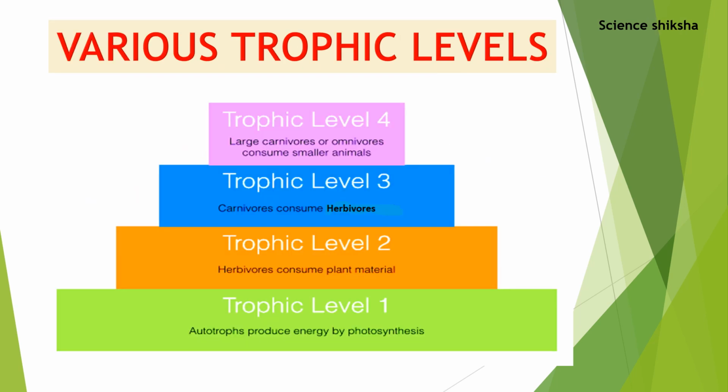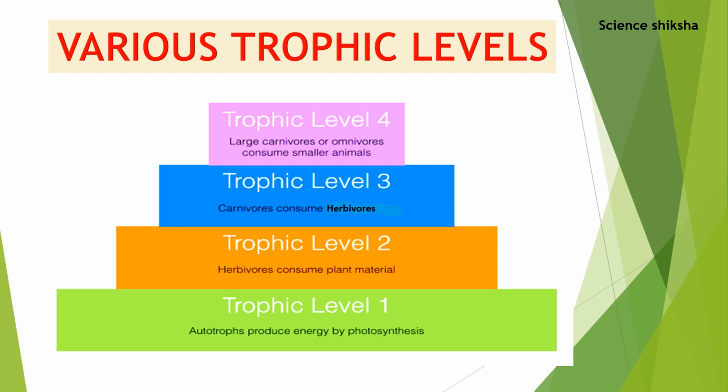Various trophic levels are: Trophic level 1, which is at the bottom. It includes the autotrophs, which produce energy by photosynthesis. Next trophic level is trophic level 2. It includes the herbivores, which are the primary consumers and consume the plant material.